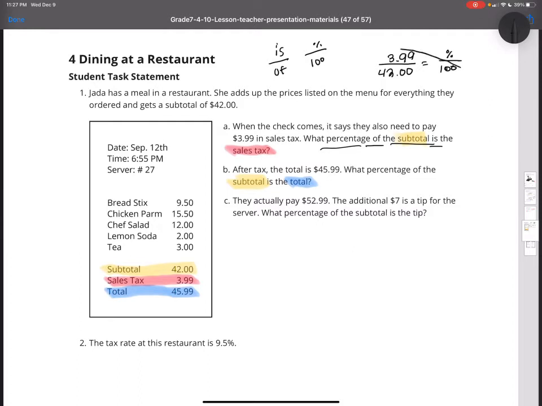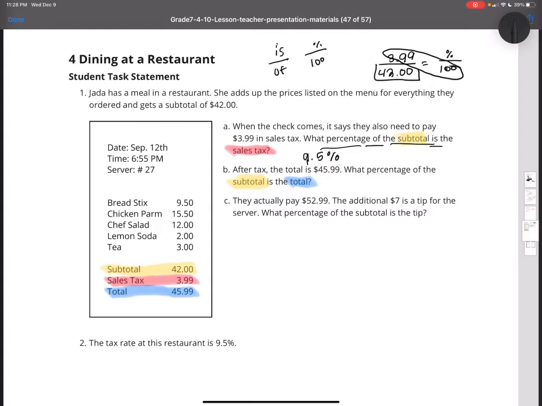We want to cross multiply and divide by $42. Keep in mind that I am using the calculator. 3.99 times 100 divided by 42.00, and it should be 9.5%. That's the tax rate. Okay. Now keep in mind that tax rate is in percentage form, but if we had to turn it into decimal form, it would look completely different.